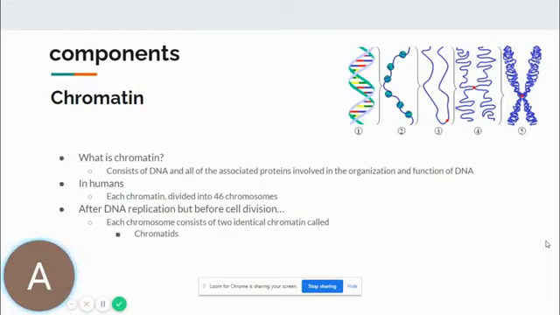In humans, each chromatin is divided into 46 chromosomes. So the chromatin, when it is packaged, is called a chromosome. Okay, so basically parang ganun yun. When chromatin is packaged, it is called a chromosome.